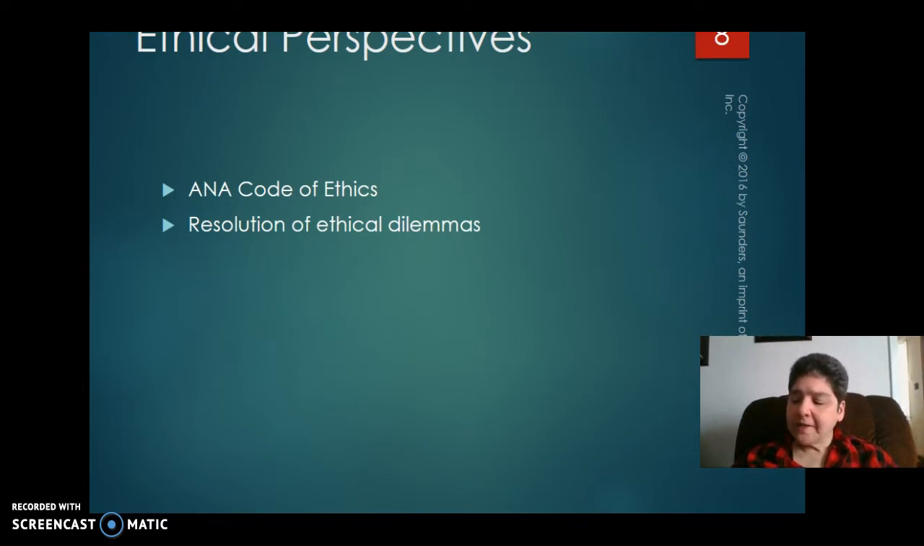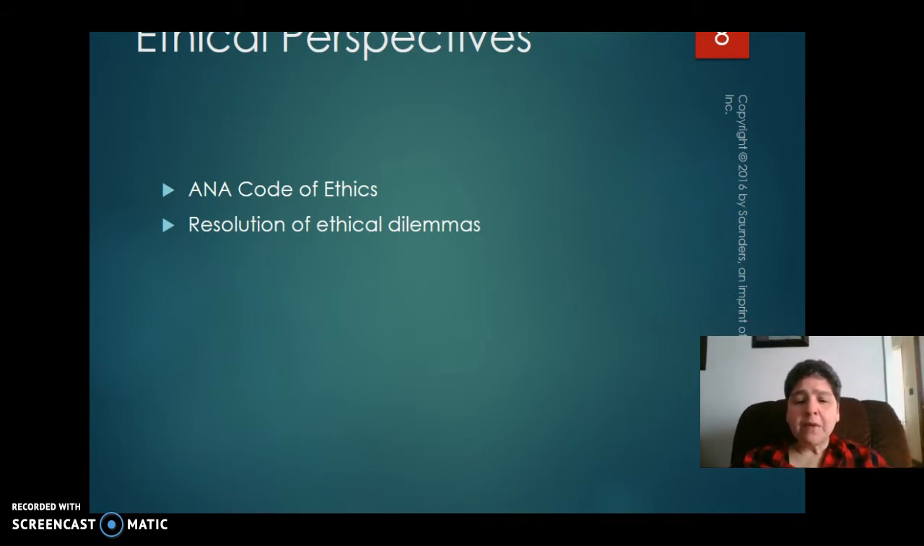Look at page 27. There is a box on there. When we talk about the American Nursing Association Code of Ethics, those are listed there in that box on page 27. So I'll let you look through those on your own. Please read through each of them so that you understand.